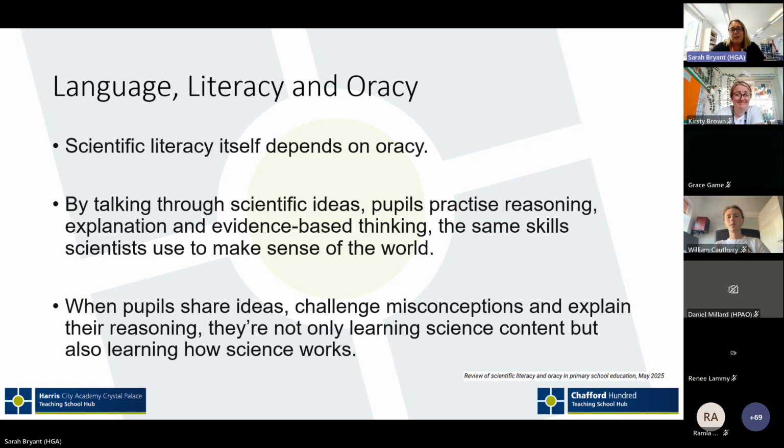So, language, literacy and oracy. Scientific literacy itself depends on oracy. By talking through scientific ideas, pupils practise reasoning, explanation, and evidence-based thinking, the same skills scientists use to make sense of the world. When pupils share ideas, challenge misconceptions, and explain their reasoning, they're not only learning science content, but also learning how science works.